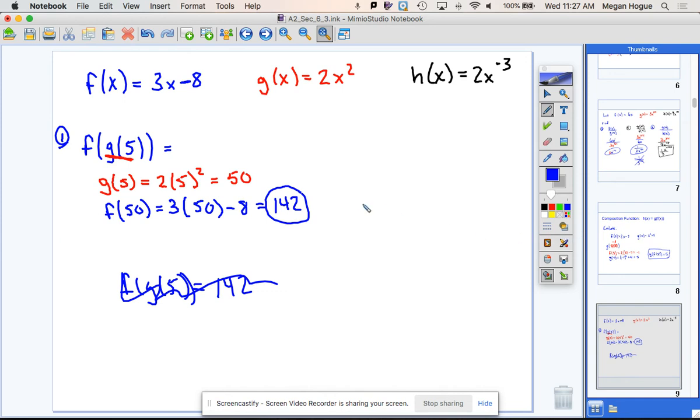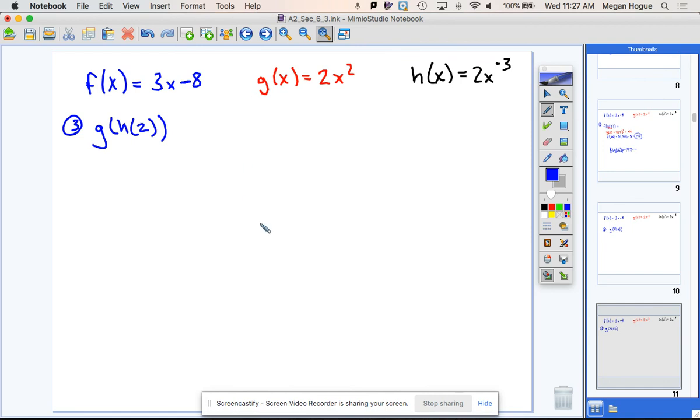I'm going to skip 2 for a minute because I want you to try 2 on your own. But I want to get another one under our belt together, and 3 is a little bit trickier. So I don't want you to have to try that on your own. Let's try 3 together. We've got g of h of 2. Which function should I use first, the g or the h? The h. We start on the inside.